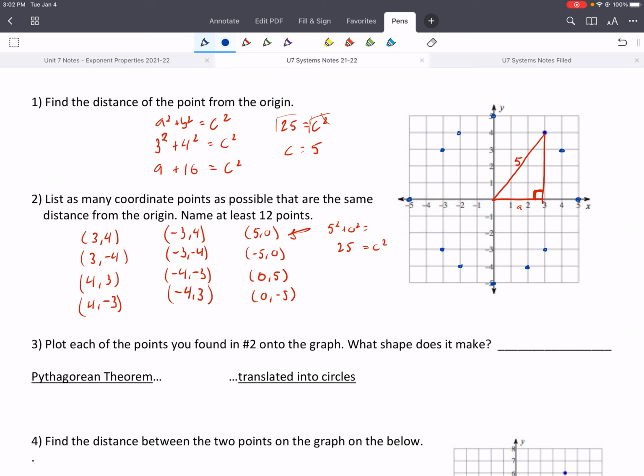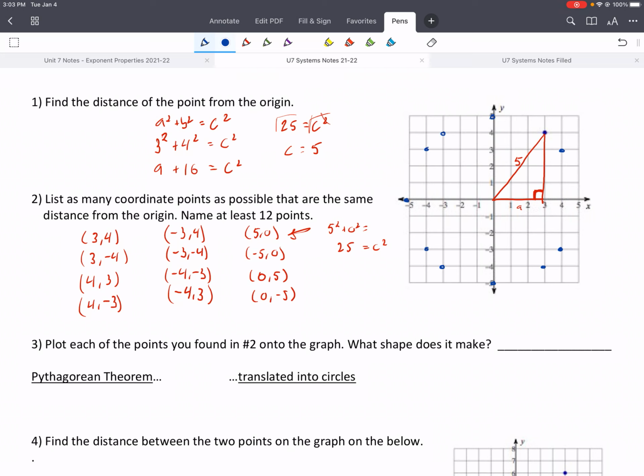Okay, and what is this? I think I messed something up. I did mess something up. I'm sorry. Let me fix that. So we got 4, -3. Here we are. I knew I was doing something wrong.